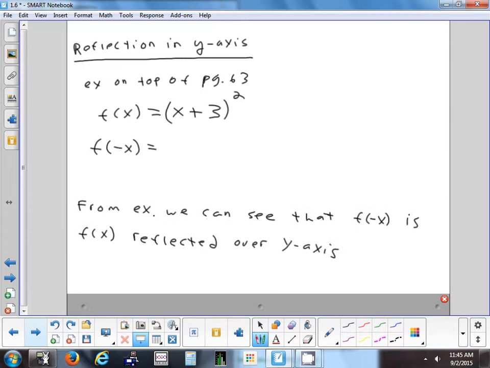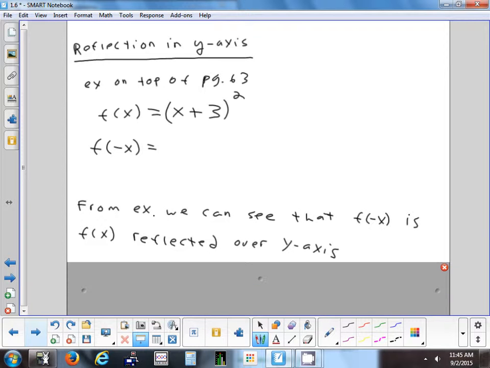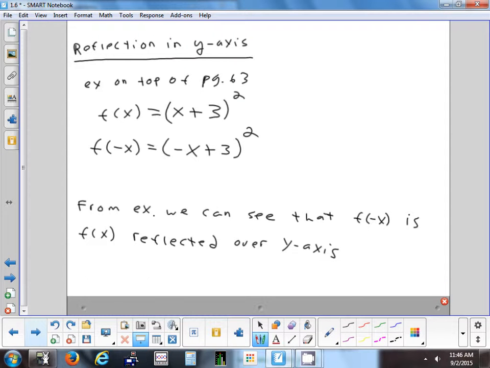All right. We already did this yesterday. Anytime you change your x's to negative x's, that causes a reflection over the y-axis. So if you were to graph those two things, you would see that one of them would be a reflection of the other over the y-axis. We talked about that yesterday.